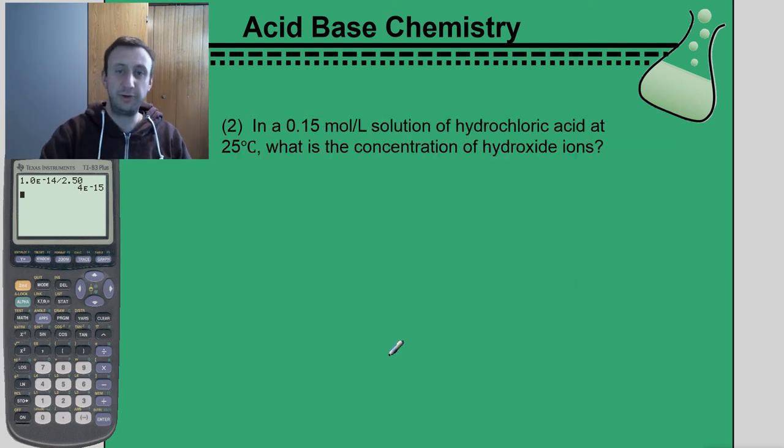Next example, you could try this one out in your workbook, but first let's quickly talk about one problem here that you have to realize. In a 0.15 mole per liter solution of hydrochloric acid at 25 degrees Celsius, what is the concentration of hydroxide ions? There is just a step that we have to take first.